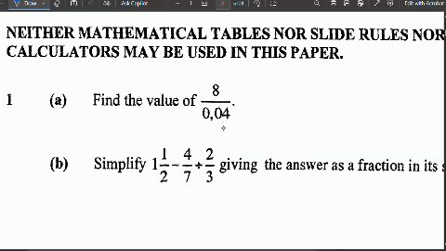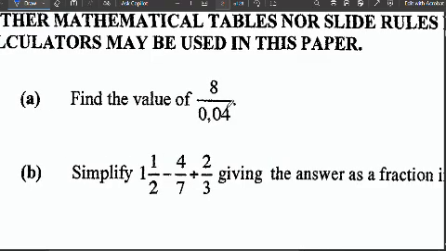So what you do, you are supposed to remove the comma. You're not supposed to use the decimals for you to be able to divide, because it's a non-calculator. So we have two decimal places here, so to remove this decimal place, we multiply by what? By 100. But what you do to your denominator, you do it to your numerator, so you multiply by 100 as well. So you're going to get 800 over 4.